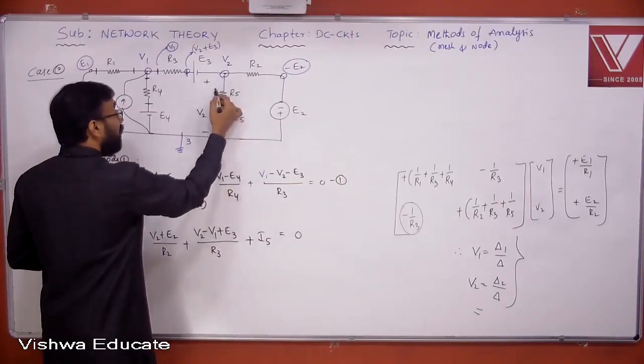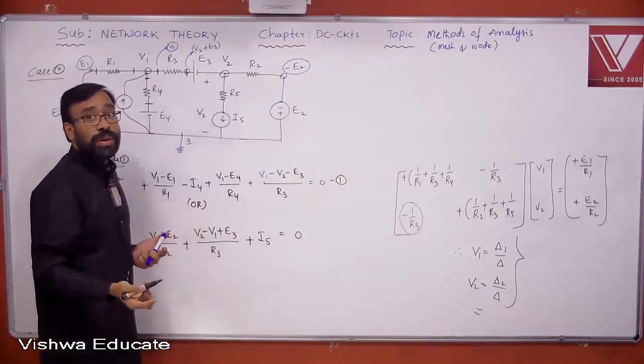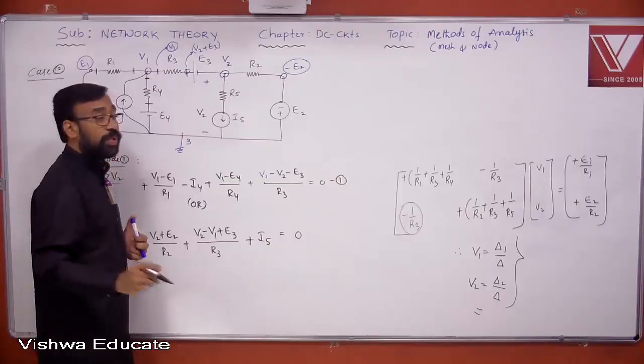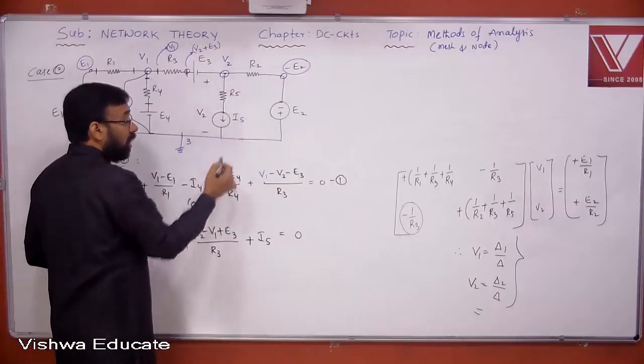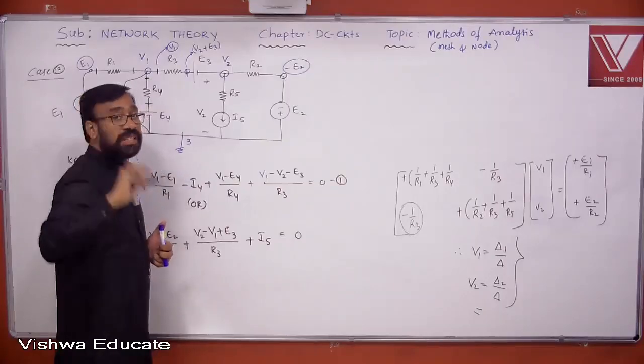This is V2 dash. This is V2 double dash. I don't know what that V2 dash and V2 double dash are. Yes or no? That is why V2 by R5 is a completely wrong expression. What is the correct expression? I5. And one more important point to be recollected here, that we already discussed.